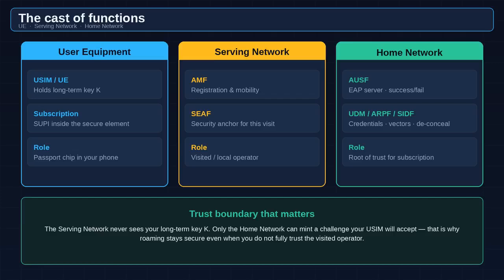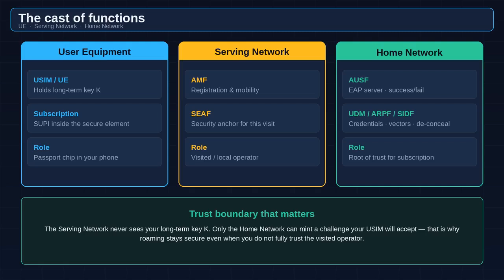Before any message flies, know the cast. Four roles matter, and confusing them is the fastest way to lose the plot. On the left is the UE, the user equipment, speaking through its USIM. The USIM holds the long term secret key K and your subscription identity. Think of it as the passport chip in your phone.